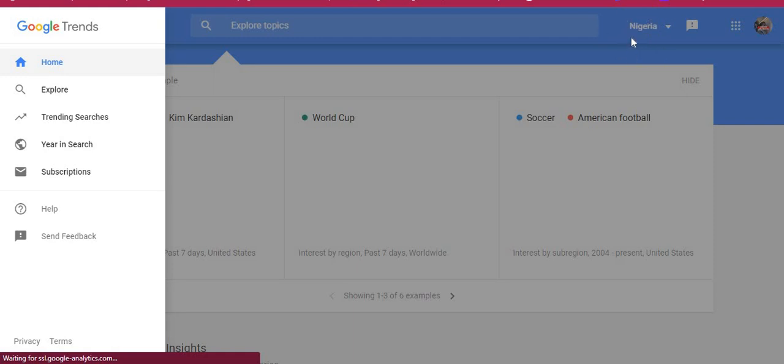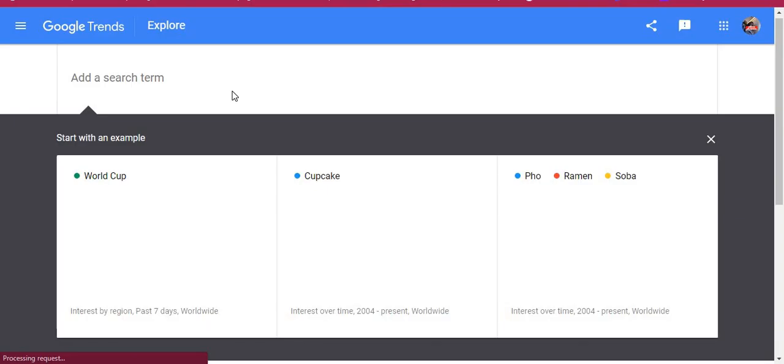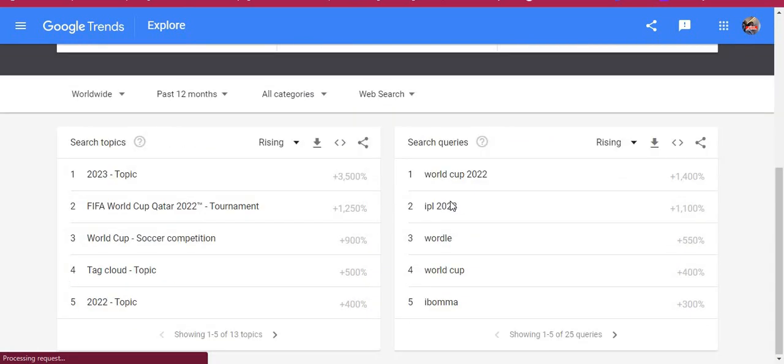We're going to go for either the United States or the United Kingdom, because those are the two places that have the highest buying searches. So we're going to go for the United States, but the system is busy right now, so we're just going to wait. Here we are on Google Trends. We're going to look for what is trending in the United States. It's saying worldwide right now, so we click the arrow pointing down right there and change this to United States.